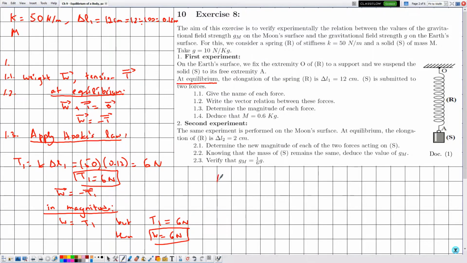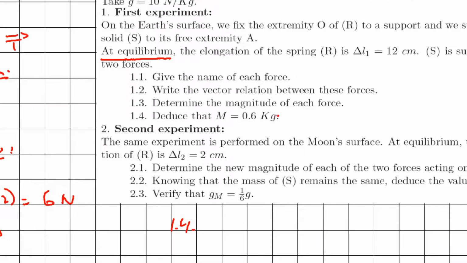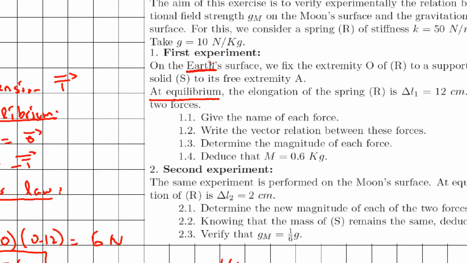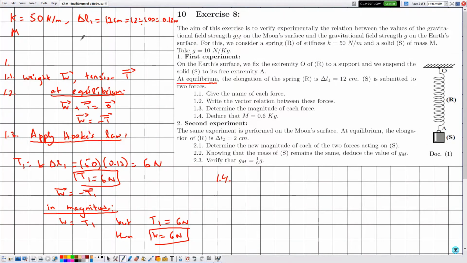Now in 1.4 they are asking us to deduce that M is equal to 0.6 kilograms, and by deduce it means we need to use the previous part. In the previous part, we have determined the value of the weight, and we are performing this experiment on the surface of the Earth, so we can use that g is equal to 10 newtons per kilogram. Then weight is equal to m multiplied by g, and we are interested in determining the value of m.